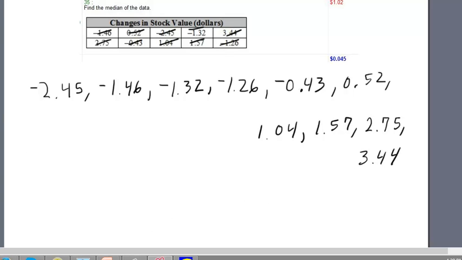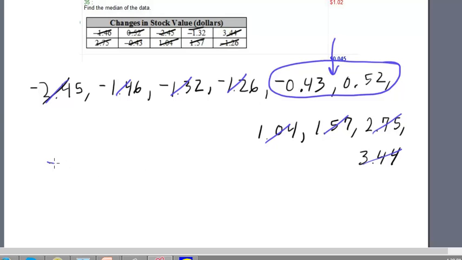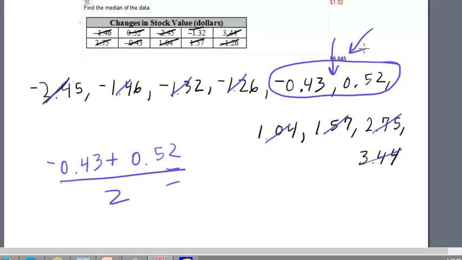Then to find the median, remember, you just go from one side to the other. So I get rid of that, and I get rid of that. Then this, and this, and that, and that, this, and this. So now I'm left with this right here. I want to find out what's in the middle of it. So negative 0.43 plus 0.52 divided by 2 equals 0.045. And that's our median.